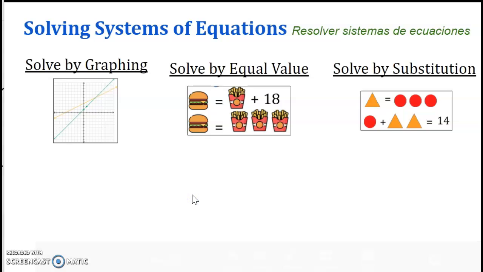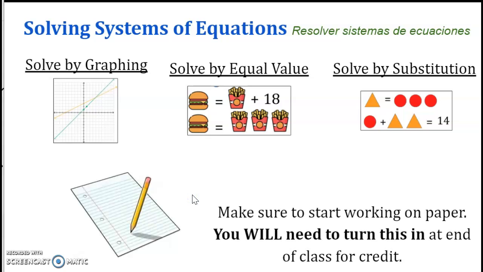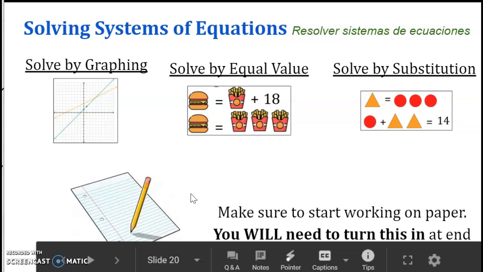So solving systems of equations, we learned 3 different methods. At this point you are going to be taking notes, so make sure you have your notebook, and you will be turning this in at the end of the class. So take good notes, please.